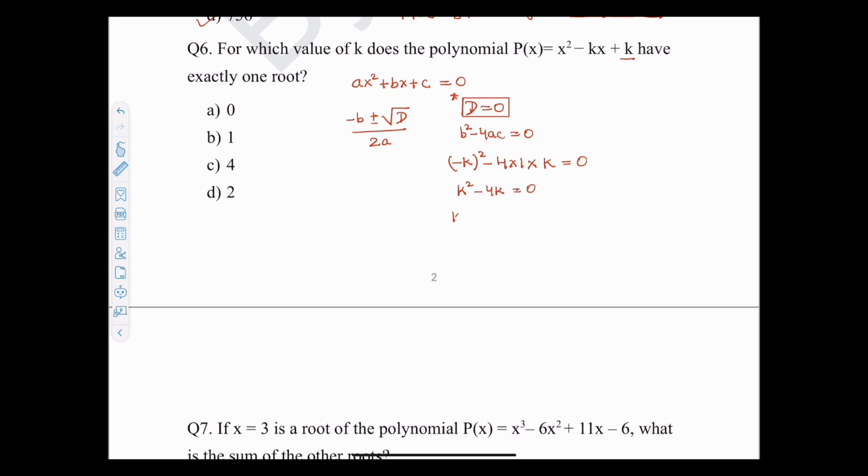Now we can take k as common and we get k times k minus 4 equals 0. Now in order to satisfy this, either k should be equal to 0 or k should be equal to 4, isn't it? Hence both of these values are possible. Hence option A and option C both are correct for this particular question.